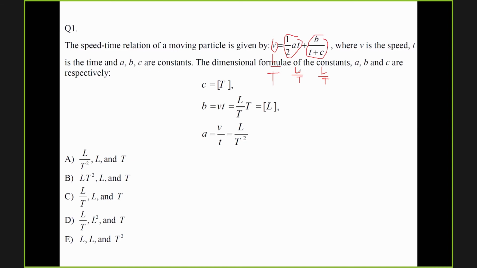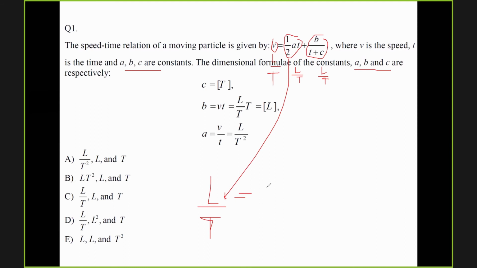Where v is the speed, t is the time, and a, b, c are constants. The dimensional formula of the constants a, b, and c. Tell me the dimensions of the constants a and b and c. The easiest one, in my opinion, is a. Why a? So let's take this side, L over T, and take the first term. What's the dimension of this term?